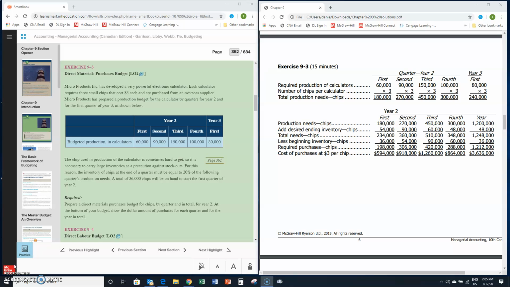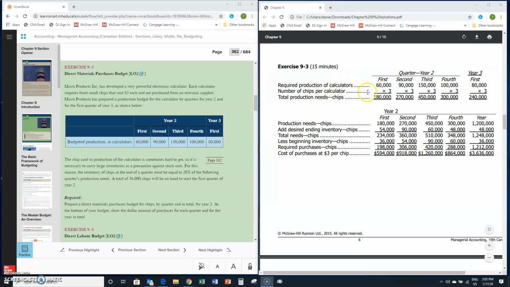For this reason, the inventory of chips at the end of a quarter must be equal to 20% of the following quarter's production needs. A total of 36,000 chips will be on hand to start the first quarter of year 2. As required, prepare a direct materials purchases budget for chips by quarter and in total for year 2. At the bottom of your budget, show the dollar amount of purchases for each quarter and for the year in total.